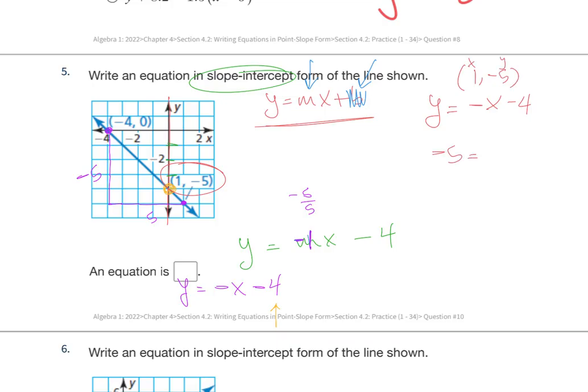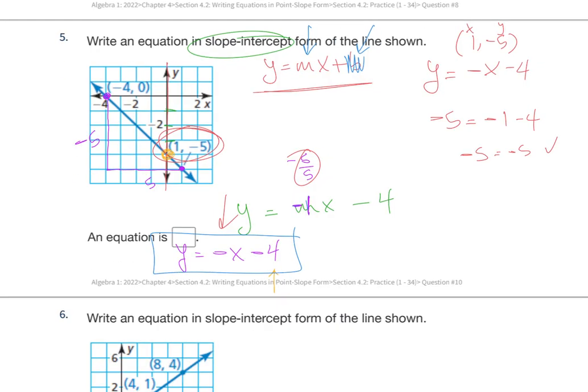Negative 5 equals negative 1 minus 4. And oh, look, negative 5 equals negative 5. So according to this point and this slope, we're good. So final answer, right there.